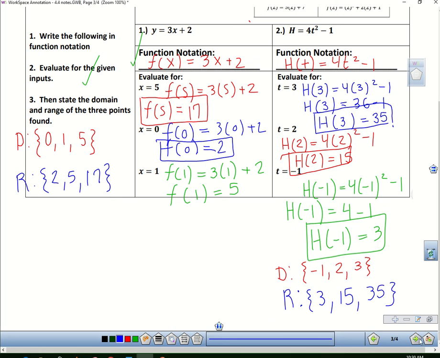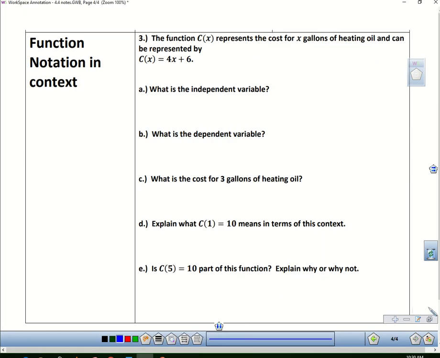All right, we're continuing with the lesson. So now we're going to talk about function notation in context. The function c of x represents the cost of gallons of heating oil and can be represented by the function c of x is equal to 4x plus 6. What is the independent variable? What do you guys think? The number of gallons. Independent variable is either going to be x or c of x. Which one do you think controls everything? C of x. So let's think about the context here.